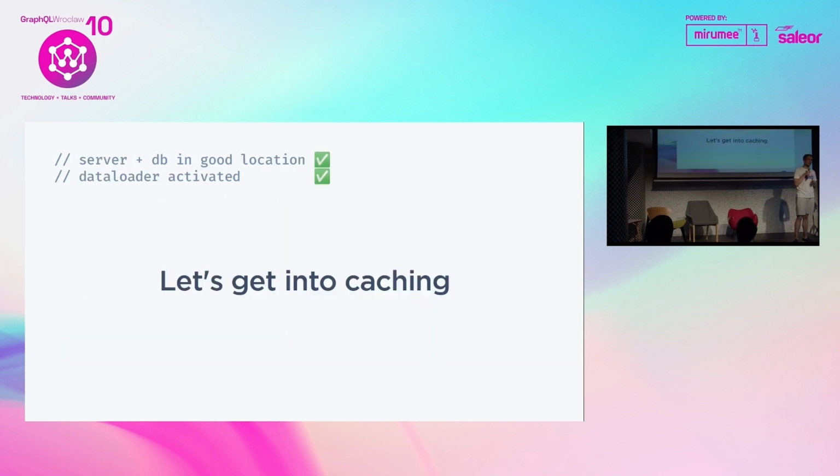Okay, so we just said server and database in the same location because of data gravity. You want to move compute to the database, and data loader should just be activated by default. By the way, this case where we just have these 5 queries and we turn it into 1, that's called the n+1 problem. So let's have a look at caching.